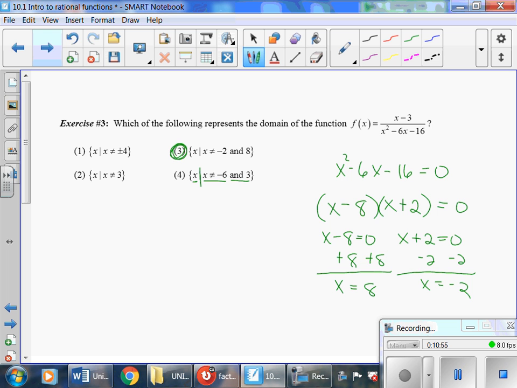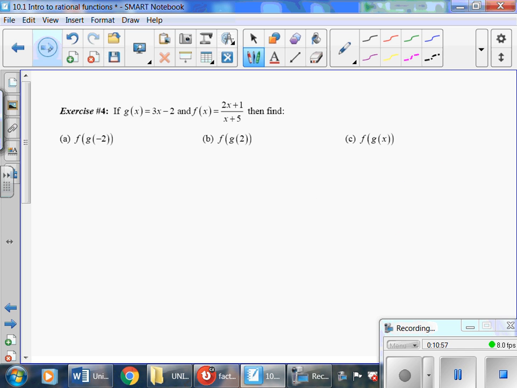Okay, moving on to exercise 4. If g of x is equal to 3x minus 2, nice linear function, and f of x is equal to 2x plus 1 over x plus 5, then find f of g of negative 2. So we're going back to composition here. This really doesn't have that much to do with what we're talking about now, but it still is a nice reminder on how to do composition, because we're going to pull this into something a little bit more complicated later on. So we have f of g of negative 2.